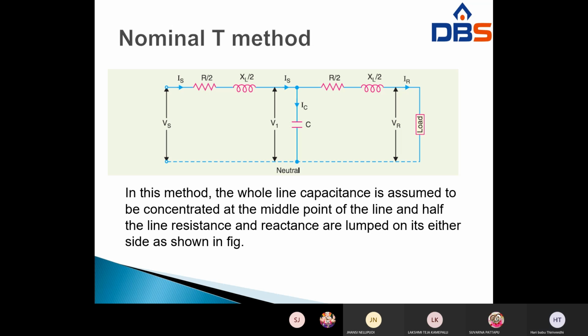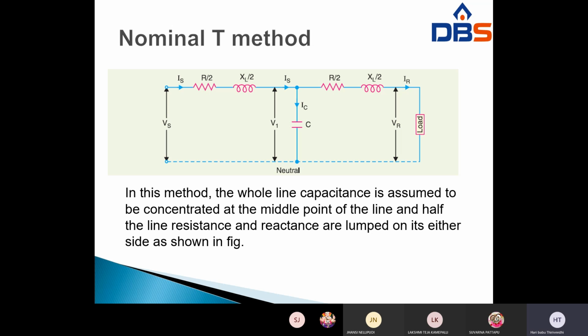For calculation, voltage across C is nothing but V1. V1 bar is equal to VR plus IR Z by 2. That is, VR plus IR Z by 2 is nothing but IR cos phi R minus j sin phi R. Z by 2 means R by 2 plus jXL by 2.